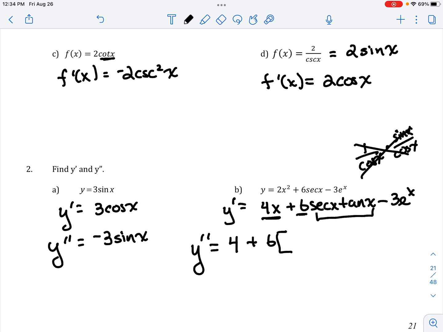So derivative of secant would be secant tangent times the second, which is tangent again, so this becomes tangent squared, plus the derivative of the second, the derivative of the tangent is secant squared times the first, which is another secant, so this really becomes secant cubed, and the derivative of e to the x is still 3e to the x. And we're just going to leave our answer like this.